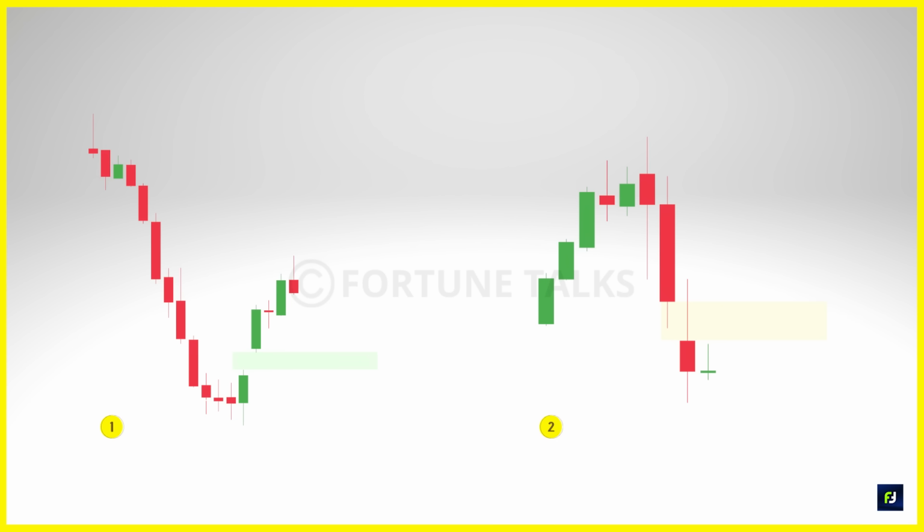Take a look at these two figures. Can you identify what these are? Write down your answers in the comment section.